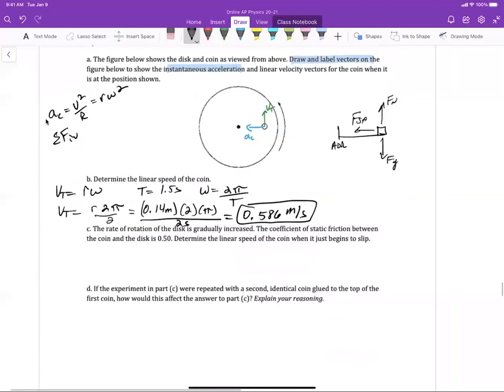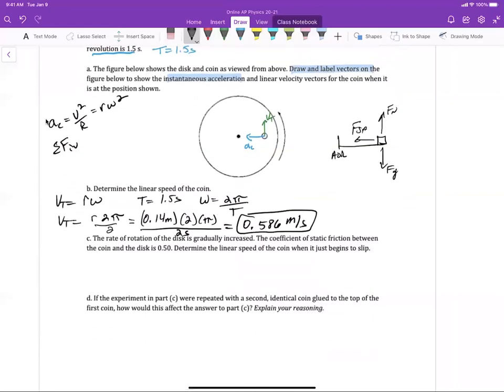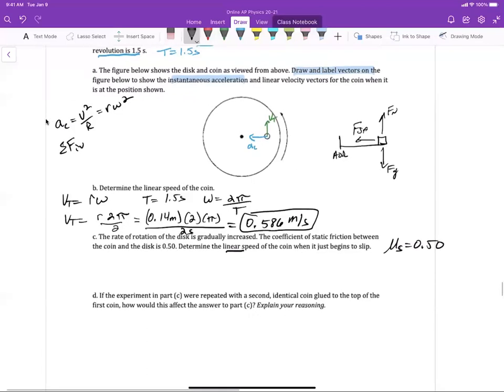Okay. The rate of rotation is gradually increased. The coefficient of friction between the coin and the disc is 0.5. Determine the linear speed of the coin when it's just about to slip. I am now at max.